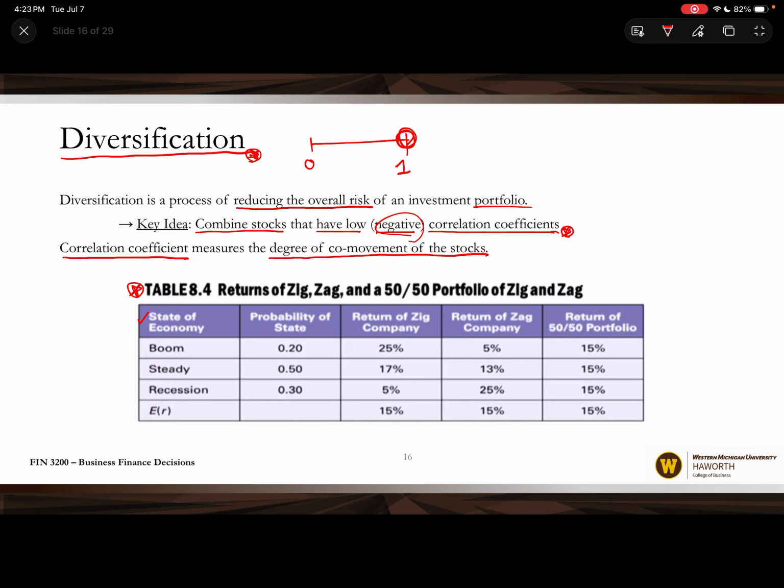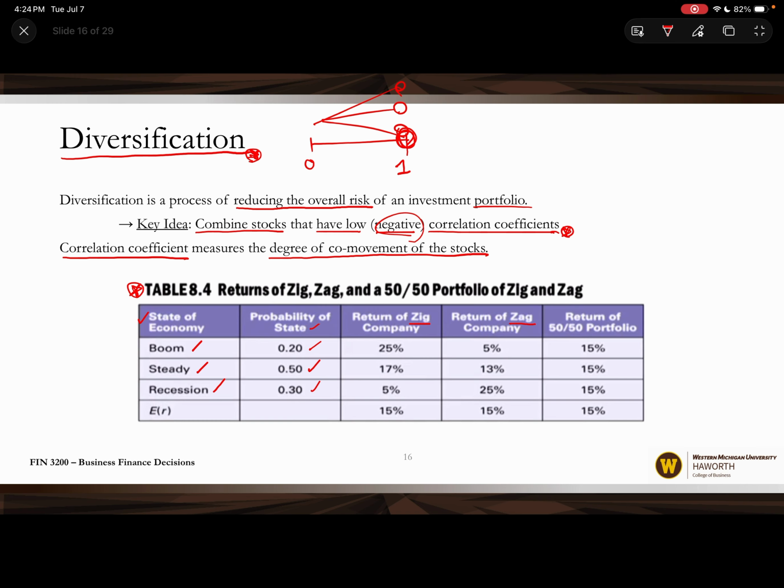So basically, we're going to make it simple and say the economy could be good, a boom state, just okay, a steady state, or we could face a recession. Only 3 possibilities in the future. And we have the probabilities associated with each state. There's a 20% chance that the economy will be good, 50% chance it'll just be okay, and recession probability is only 30%. And then we have these 2 companies, Zig and Zag.